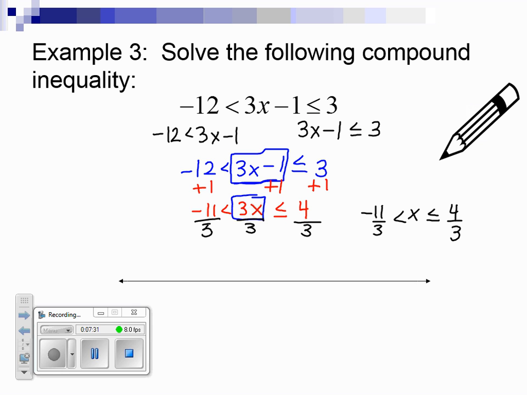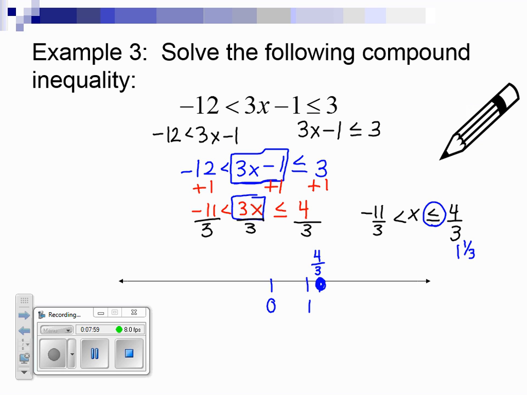I'm going to leave these as fractions. Okay, where is 4 thirds on my graph? Well, let's go ahead and see where 0 is. Here's 0. Here's 1. 4 thirds is 1 and 1/3. So it's about right here. And I'm going to label that as 4 thirds or 1 and 1/3. And it has a less than or equal to, so that's going to be a closed dot.